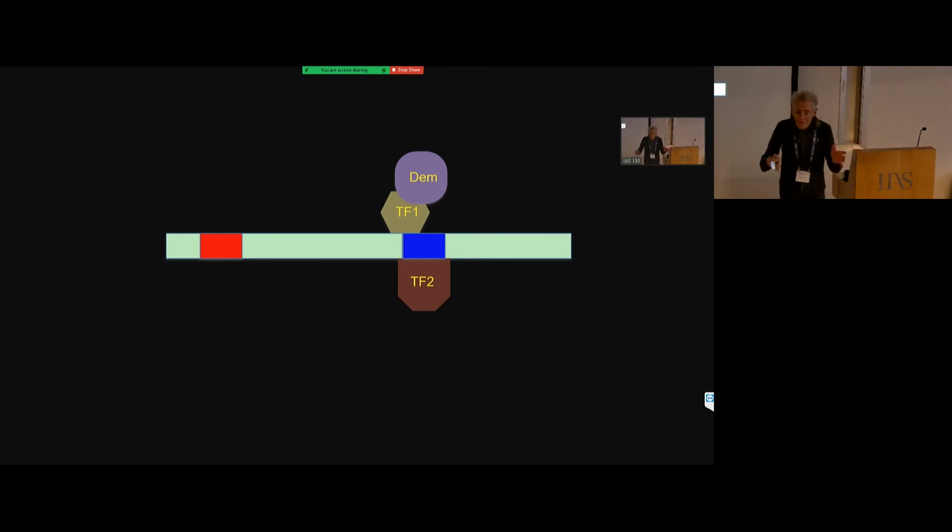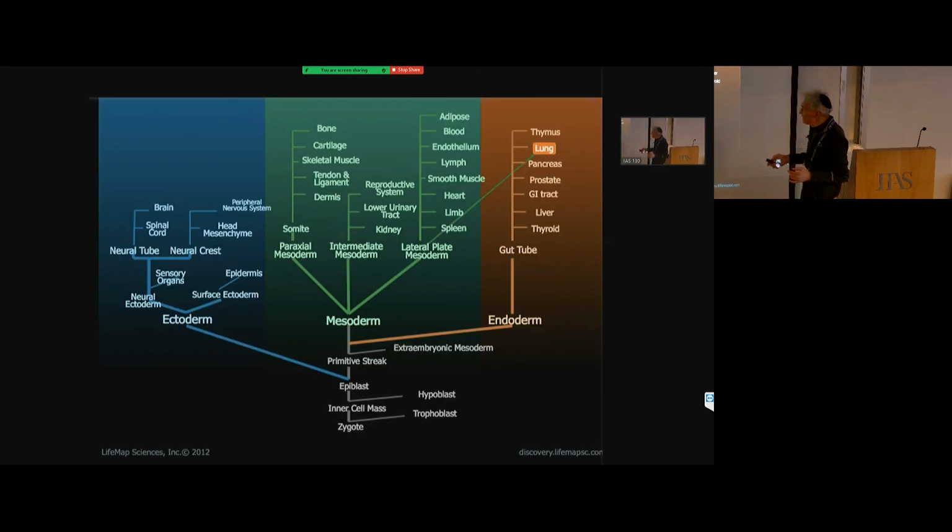Now, many, many factors in the cell, all sorts of ubiquitous factors, can bind here and stimulate the activity of this gene so that it's expressed at a higher level. Okay? So this is the way we think it happens. Now, let's take a look at what happens during development.